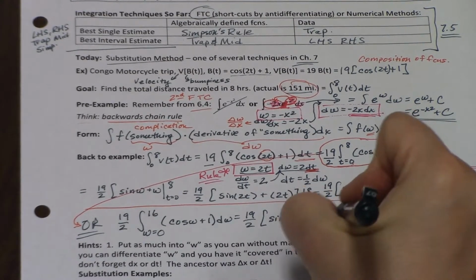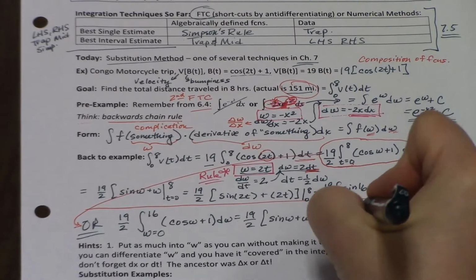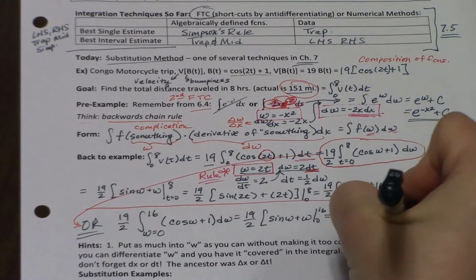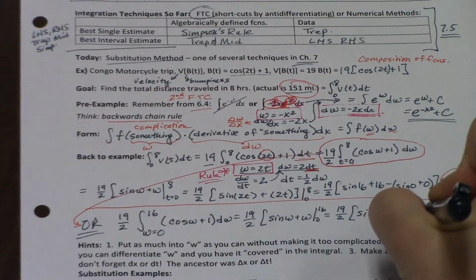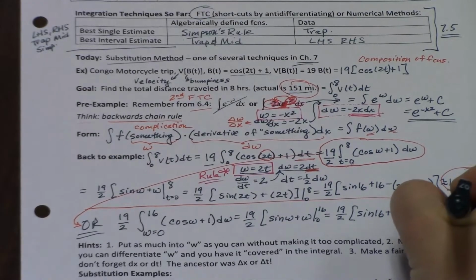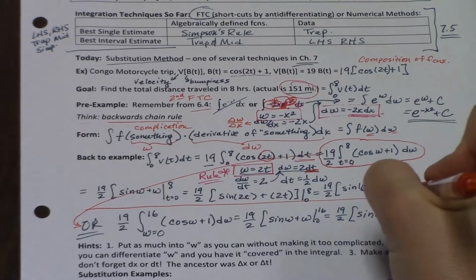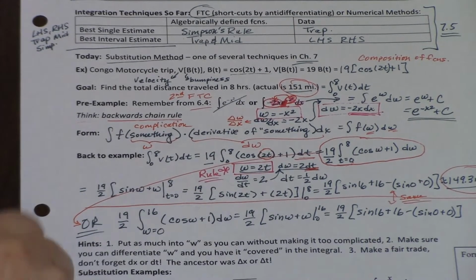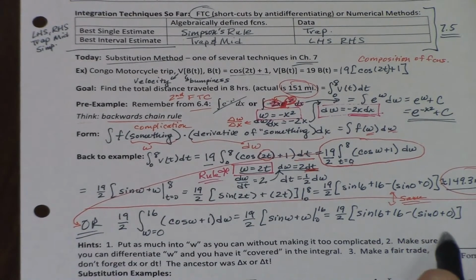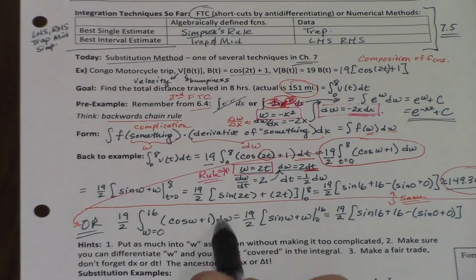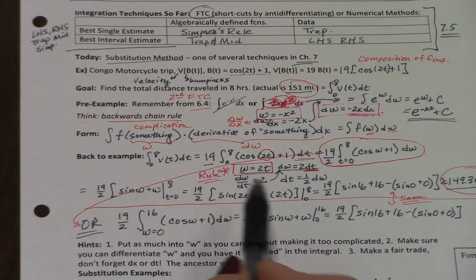I don't have to go back to t's, so I can say 19 halves sine of 16 plus 16 minus sine of 0 plus 0. And notice that I get the same thing. So I would likewise get 149.3 miles with that. So know both methods, because for some problems it will be easier to do it one way or the other.